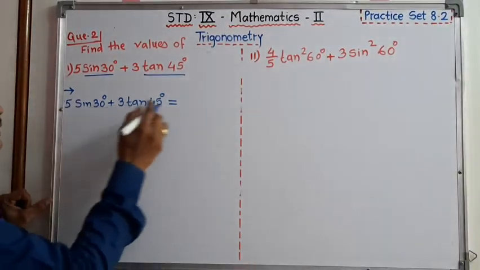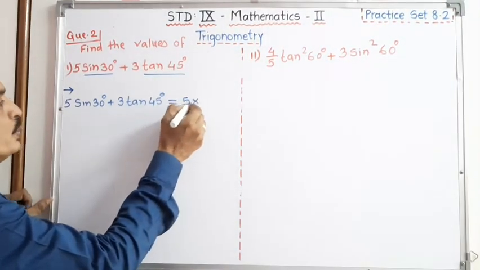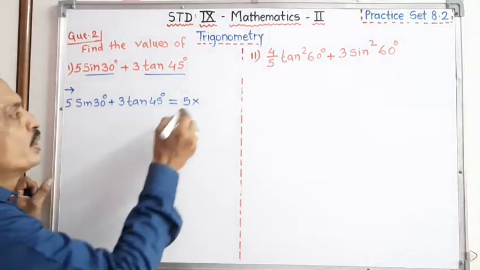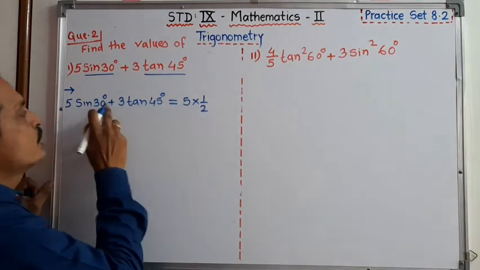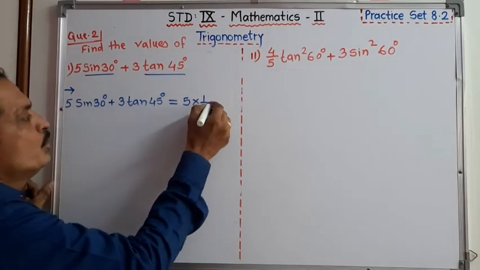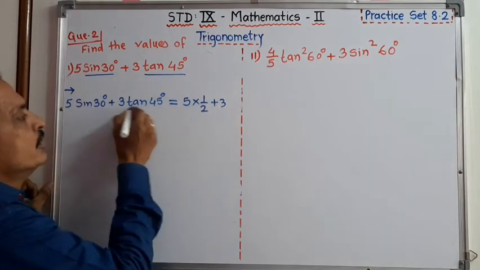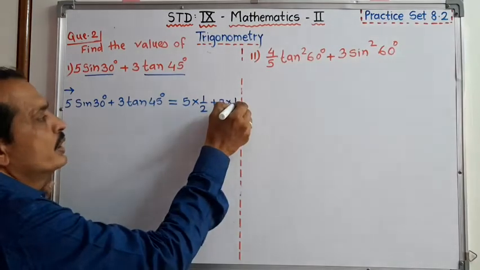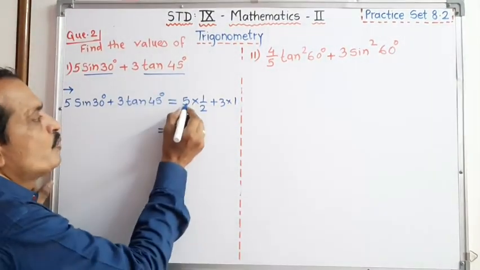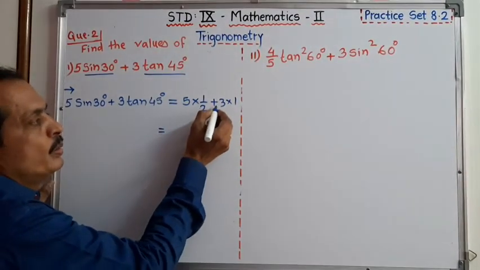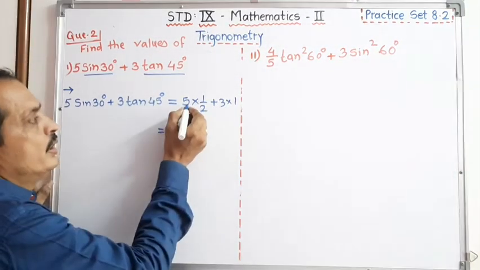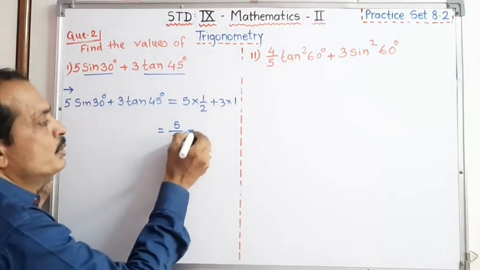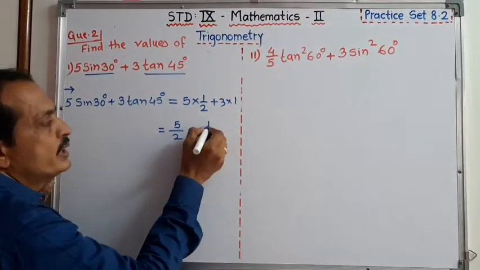First of all, this 5 we write as it is, into sin 30 degree. The value of sin 30 is 1 upon 2. Therefore, instead of sin 30 we write 1 upon 2, plus 3 into tan 45. Tan 45 is 1. Therefore, dear student, 5 into 1 upon 2 plus 3 into 1. Therefore, 5 into 1 is 5 upon 2, plus 3 into 1, that is 3.